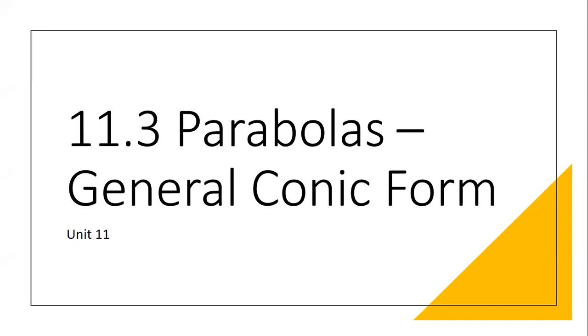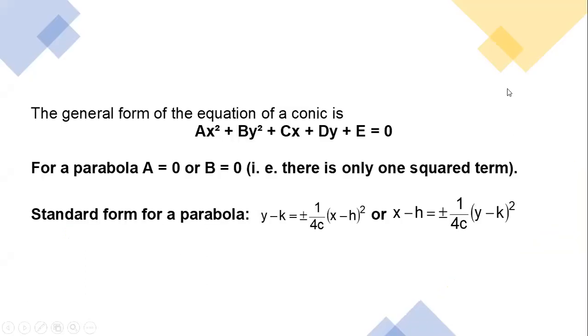11.3 parabolas in general conic form. Okay, so what are we doing here? We're going to talk about the general form of all conics. So all conics have a general form of this, right? What changes from conic to conic is how it affects each term. So you have your 5 terms, A, B, C, D, and E. Got it? What are our 5 terms? A, B, C, D, and E.